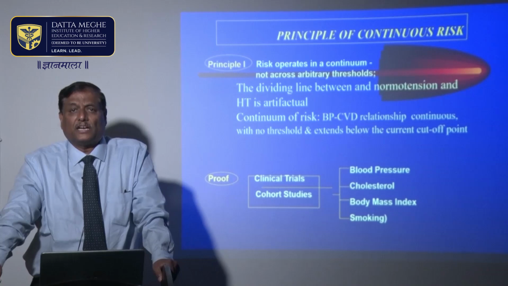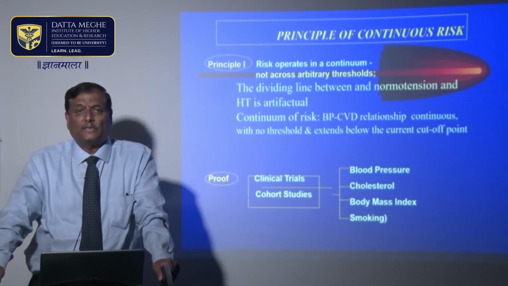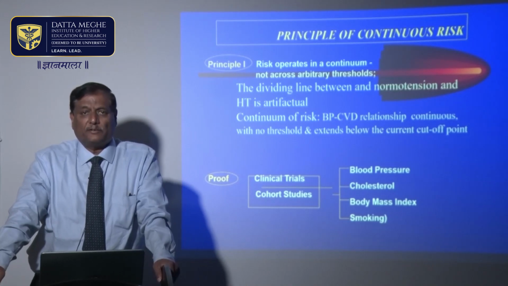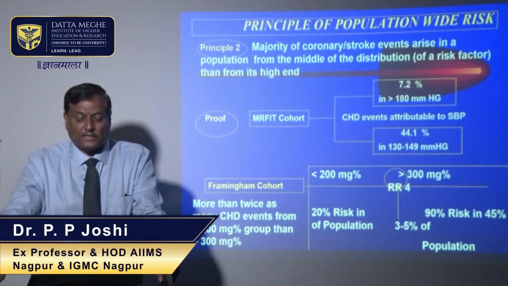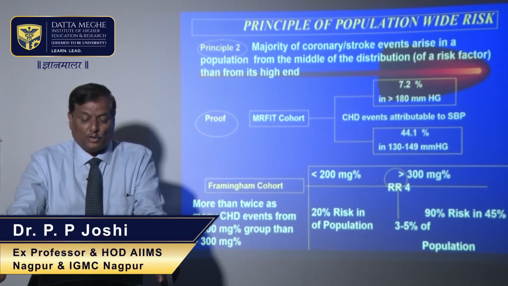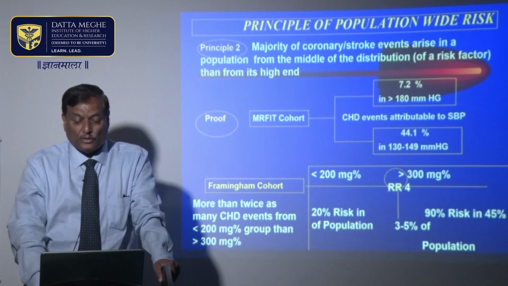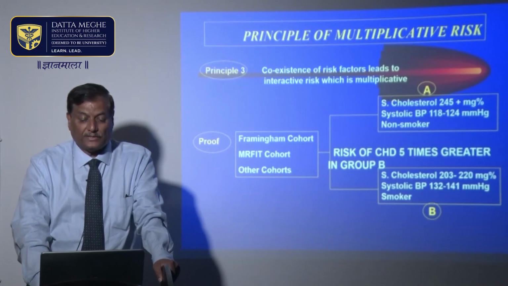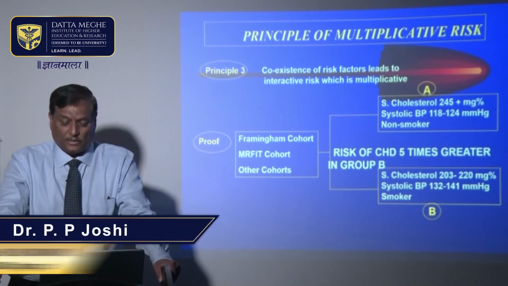So these cutoff levels are totally man-made, and therefore the lower the blood pressure, the better it is. The majority of heart attacks in a population arise from the middle distribution of a risk factor, rather than the high end. That is population-wide risk, and coexisting risk factors are actually interactive and multiplicative, not only additive; a synergistic action is there.